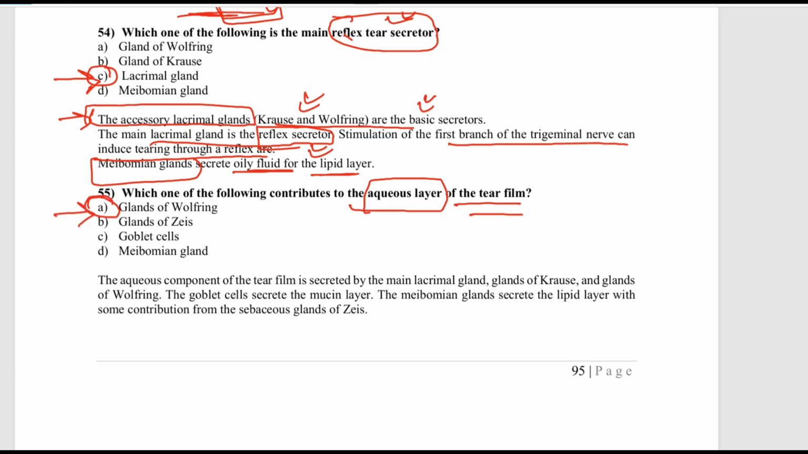The aqueous component of the tear film is secreted by the main lacrimal gland, gland of Krause, and the glands of Wolfring. So here the option was Wolfring. The goblet cells secrete the mucin layer. The meibomian glands secrete the lipid layer with some contribution from the sebaceous glands of Zeis. Okay, so remember all these.